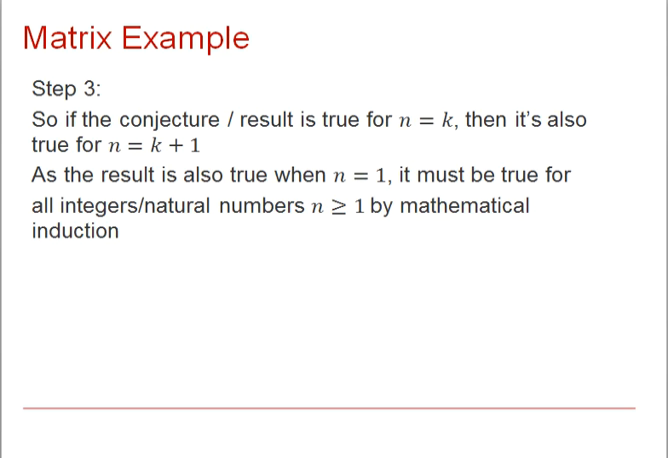It is important not to forget the concluding step, step 3. We must make this type of statement for every question, however boring it gets to keep writing it out. So, if the conjecture is true for n equals k, then it's also true for n equals k plus 1. As the result is also true for n equals 1, it must therefore be true for all integers, or you can use natural numbers, n greater than or equal to 1, by mathematical induction.